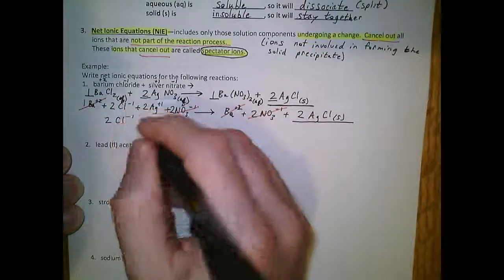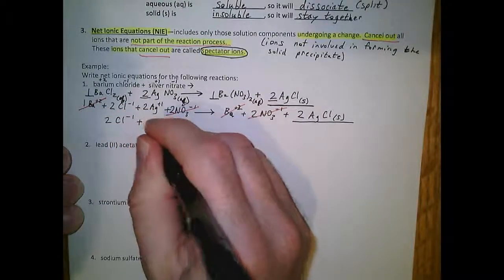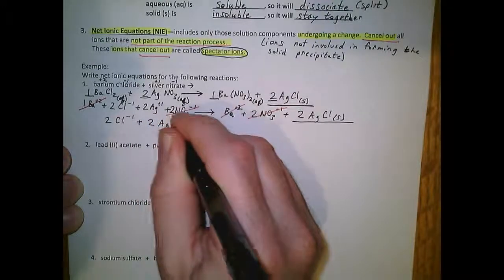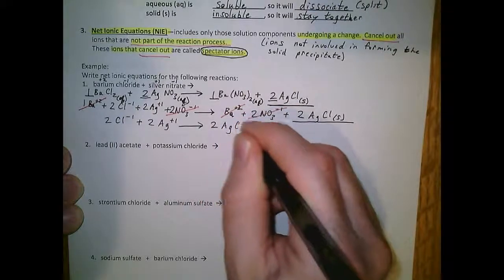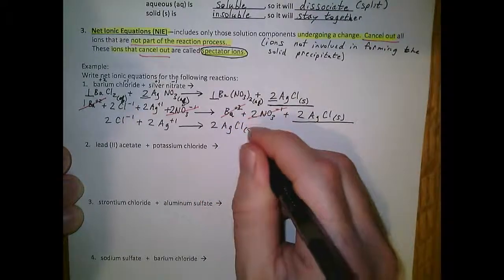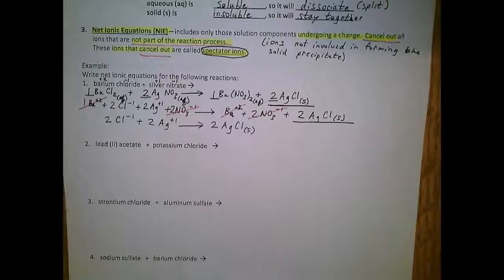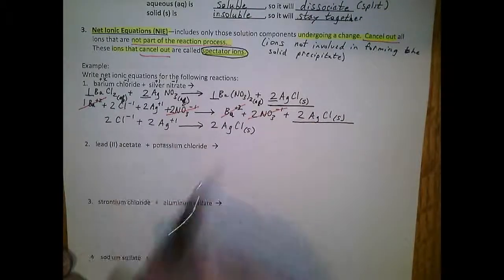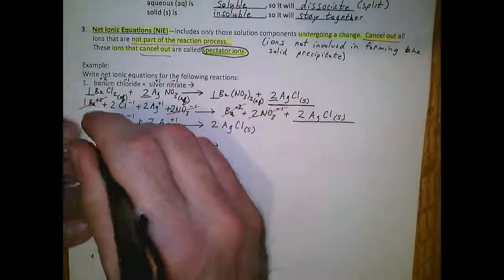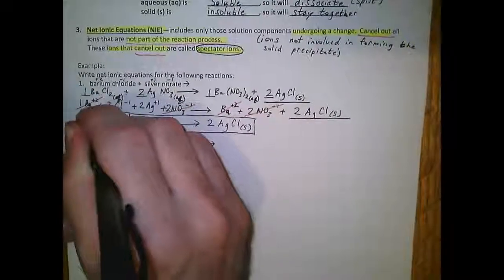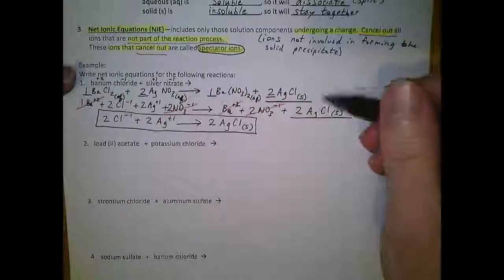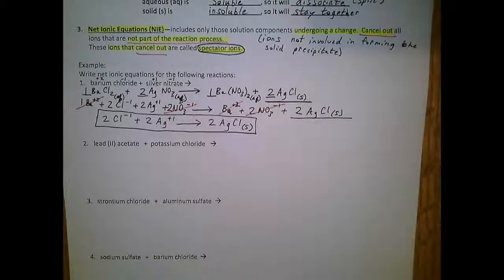2Cl minus 1 plus 2Ag plus 1 yields 2AgCl as a solid. And you should have a balanced reaction at this point. 2 chlorine, 2 silver, that's it. This is my net ionic equation. On a quiz or test, you will be required to have all 3 steps written out to get full credit. But that's the end result that we're looking for.